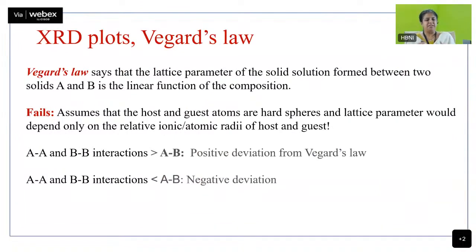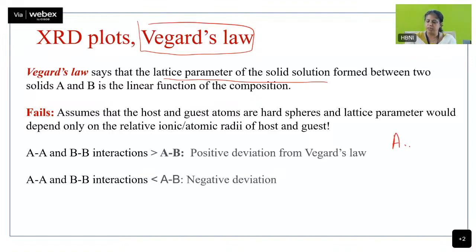Now, I'll just demonstrate this. There's something called Vegard's law, which you should know. What Vegard's law states is that if you are mixing A and B in different proportions, A90 B10, A80 B20, and so forth, then the lattice parameter of the solid solution that you would determine by XRD will be a linear function of composition.